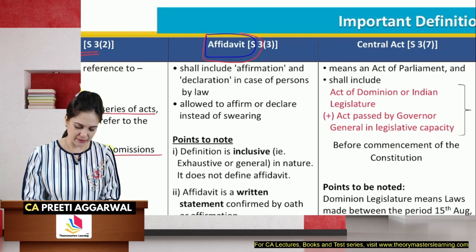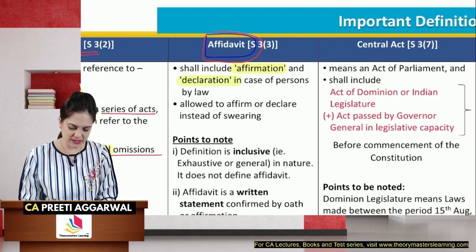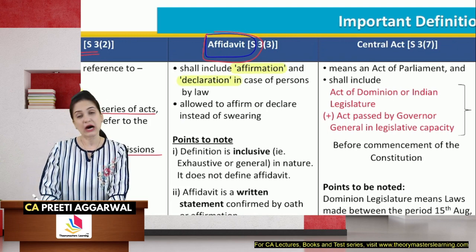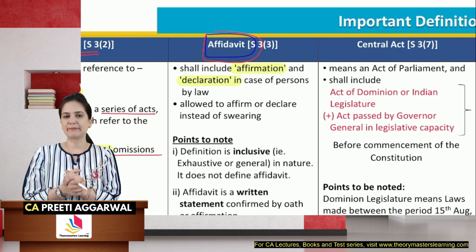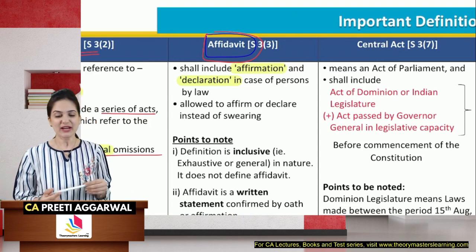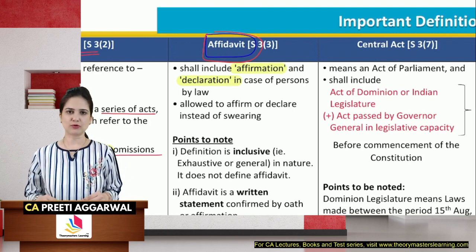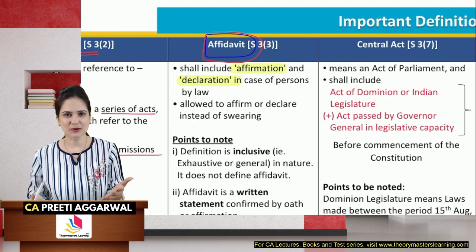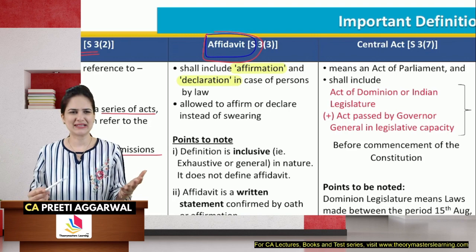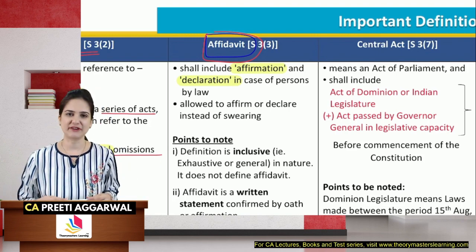Then we have the meaning of the word affidavit. Affidavit means you are confirming. It includes an affirmation or a declaration in case of persons allowed by law to affirm or declare. Okay, so it includes affirmation and declaration in case of persons who are allowed to do that by law. Now, what is the meaning of the word affidavit? When you were small, you must have told your friends, no, I will bring your pen tomorrow. Then your friend tells you, write and give it to me, I don't trust you. We used to do that out of innocence, or maybe we didn't even know what we were doing. That writing and confirming is nothing but an affidavit. It's nothing but a declaration.